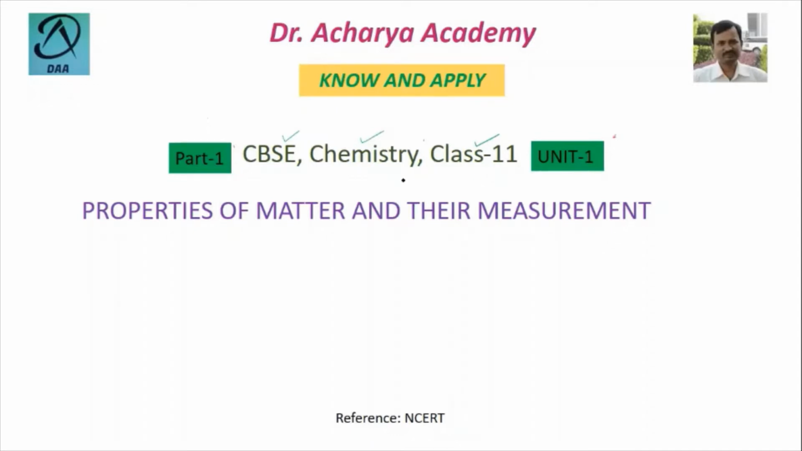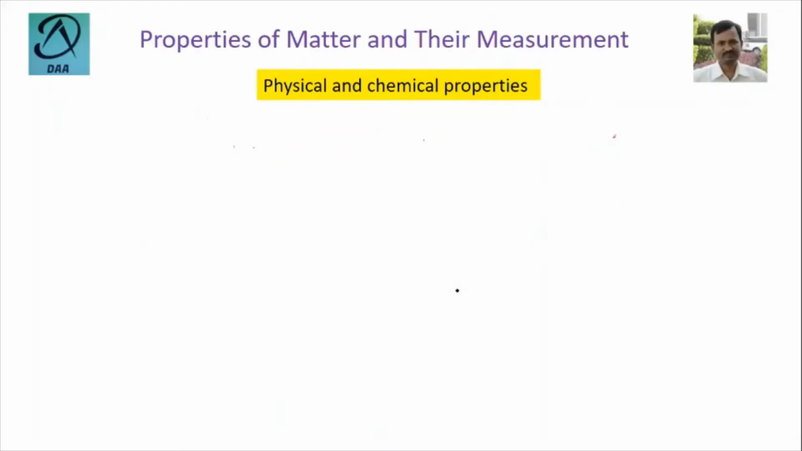This class is based on the NCERT books. So today the topic is the properties of matter and their measurements. Today's class ID is 003. As I told, CBSECH11: CBSE for the syllabus, CH denotes chemistry, and 11 means class 11. So start with the physical properties now.